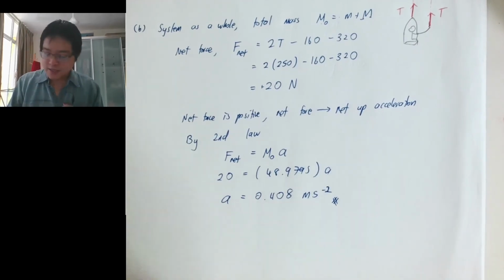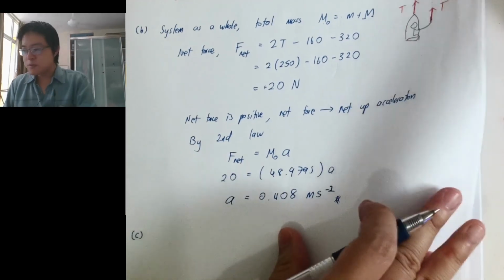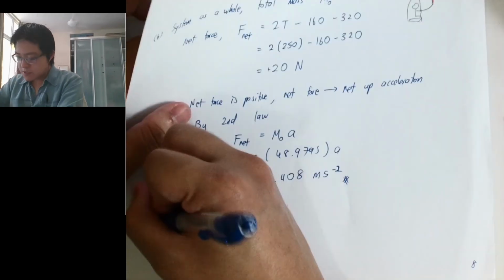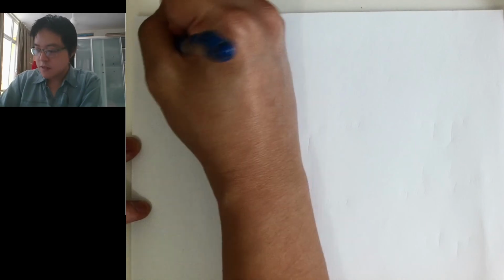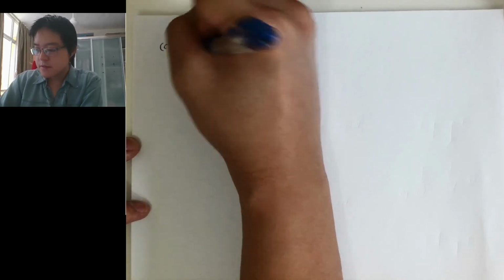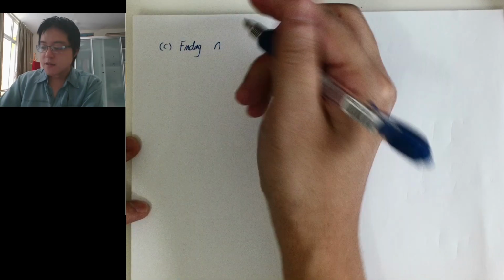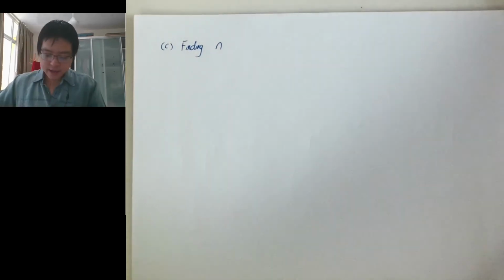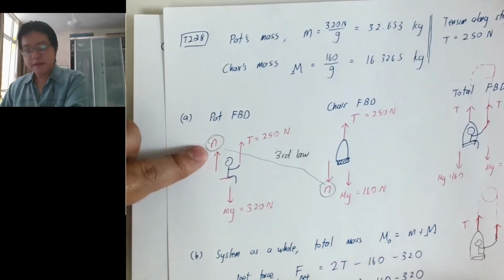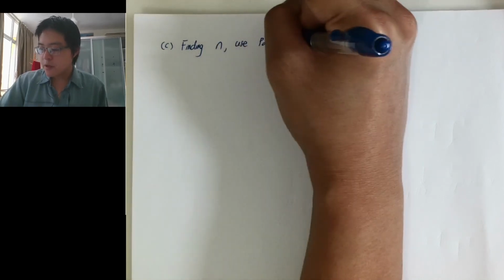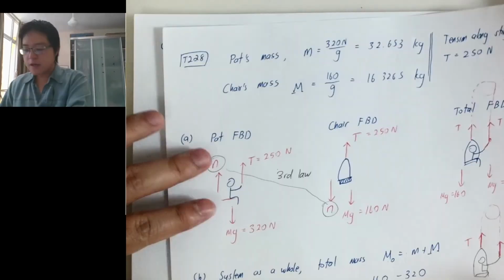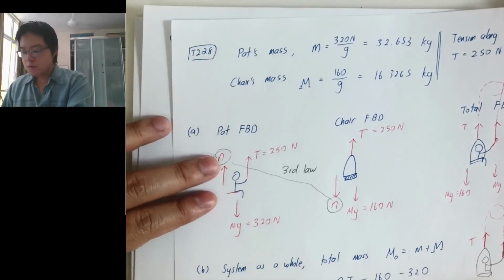I will continue with C. So C is just to find the normal force. No space, so let me go to the next page. Part C is to get the normal force. So for the normal force, finding N, the force that Pat exerts on the chair. Let's look at Pat's free body diagram. We have drawn this free body diagram already. So let's take upwards as positive.